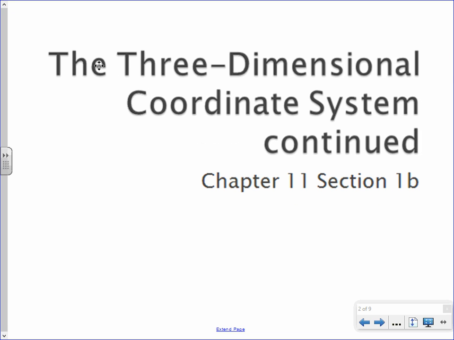So we're going to continue with 3D coordinates. We're still going to be in section 1. The first thing I want to talk about is midpoint. How do we find a midpoint in 2 dimensions?